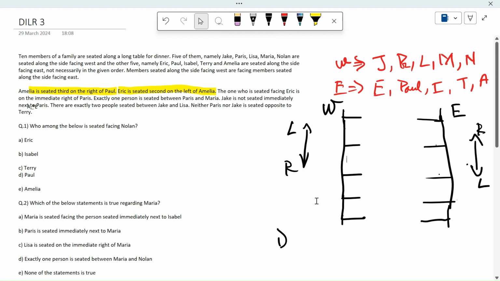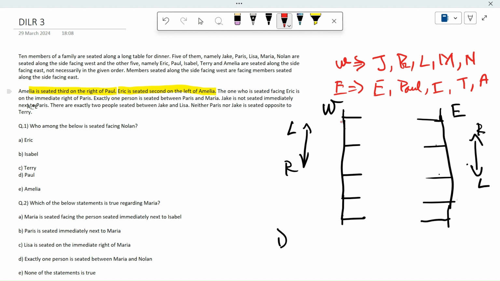Okay. So let me come to this point. We have these two cases. Are you understanding? There are exactly two people between Jack and Lisa, and neither Jack is seated opposite to Terrace. Okay, fine. So let me use this one iteration.